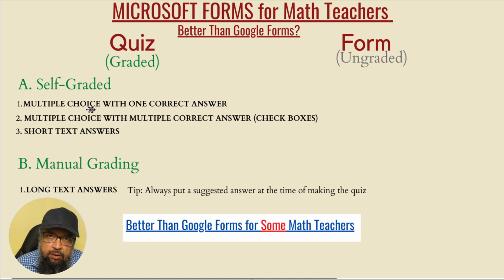Multiple choice question with one correct answer, very simple, no thinking required. Then multiple choice with multiple correct answers requires a little bit of thought about how you mark the questions, how many marks you are going to assign. Then there is a third type, which is short text answers. You can also make these questions requiring short answers self-graded, where you put a suggested answer and the application will try to compare the answer of your students with that answer and grade.